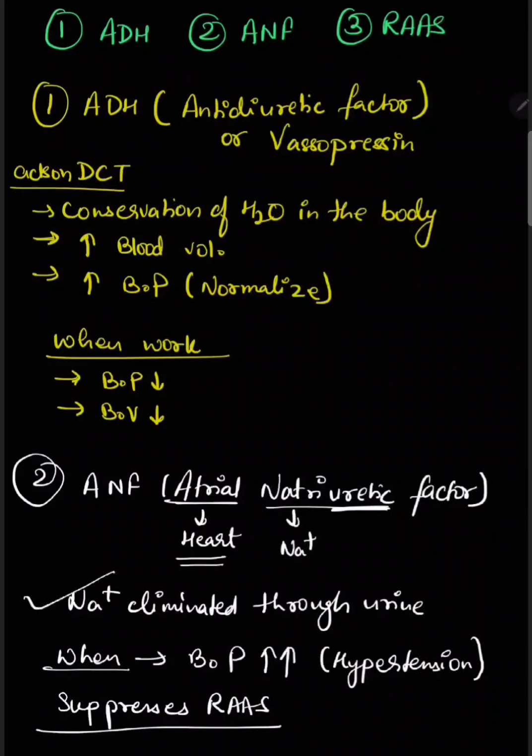It will eliminate sodium and bring down the blood pressure to normal when it is too high, and it will also suppress RAS. RAS will also act to increase the blood pressure and the blood volume, as ADH was doing. So ADH and RAS work similarly to increase the blood pressure and blood volume, but ANF will decrease it. It will work in opposition to the RAS and ADH.